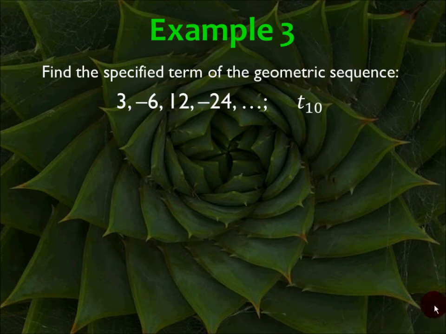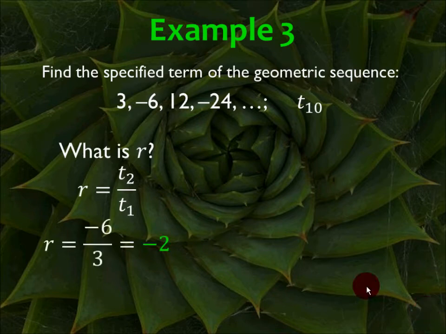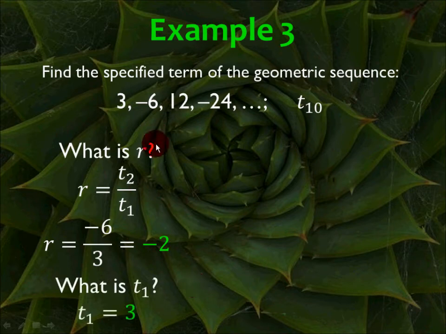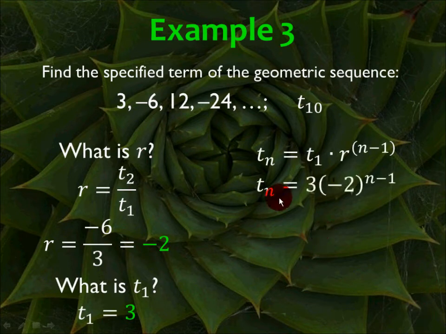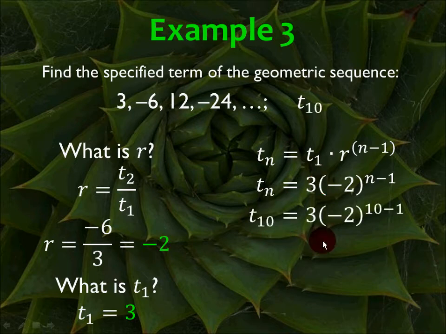Example 3. Find the specified term of the geometric sequence. 3, -6, 12, -24. So we're looking for the 10th term. What is r? Again, take one term divided by the term immediately before it. So we'll take the second term divided by the first. -6 divided by 3 gets you a ratio of -2. First term is 3, so let's plug them into the formula. So we know the nth term goes by this formula. 3 times -2 to the n minus 1 power. Now, since we're looking for the 10th term, let's plug in 10 for n.